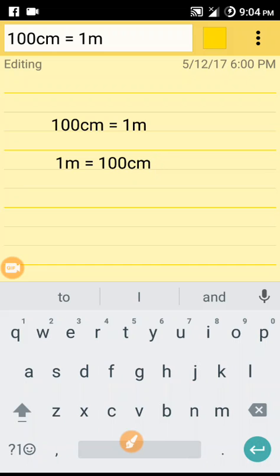Once the equal to sign is there, it means that whatever is on the left hand side, the same thing is on the right hand side, and when you interchange it, whatever is on the left hand side is still the same thing as the right hand side. Okay.